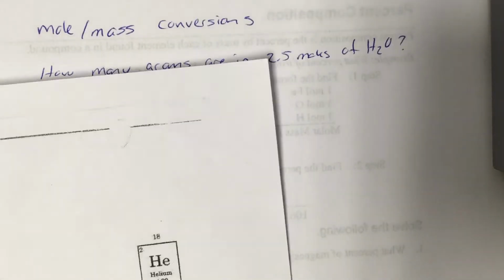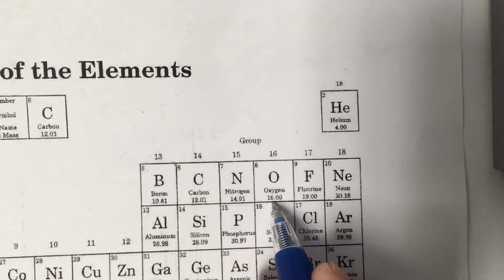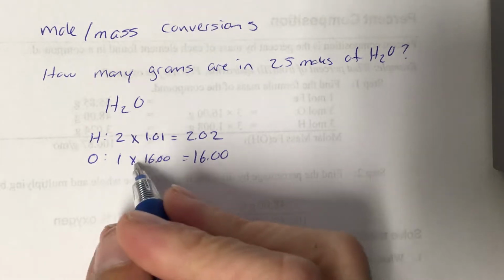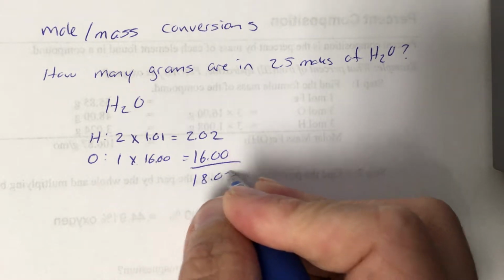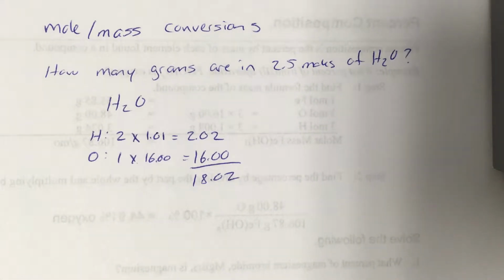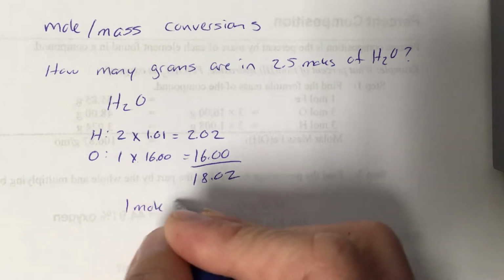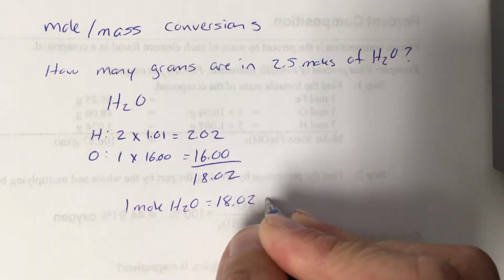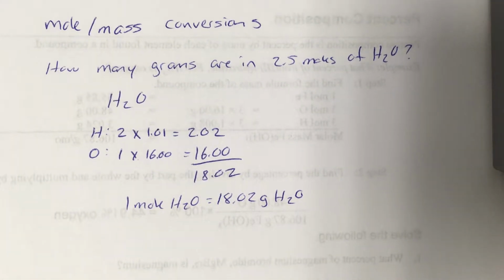Again, these numbers come straight off the periodic table. So for oxygen, I'm just looking right there. That's the atomic mass or molar mass of oxygen. It's the number of atoms times the molar mass or atomic mass. Add those together, that's 18.02. And again, as I mentioned in the previous video, 1 mole of water would be equal to 18.02 grams of water. So now we have all the information we need to do a conversion.